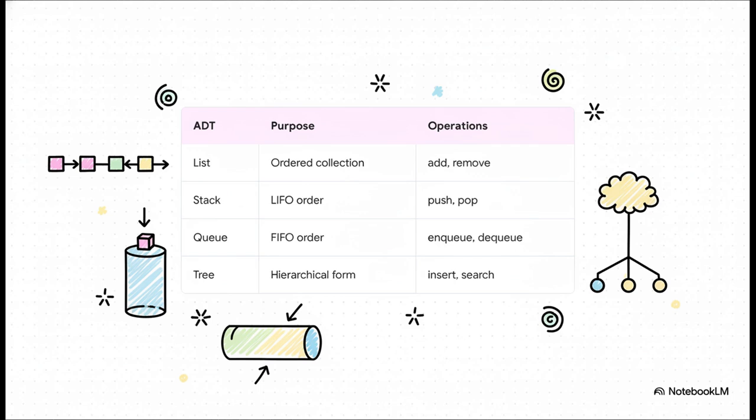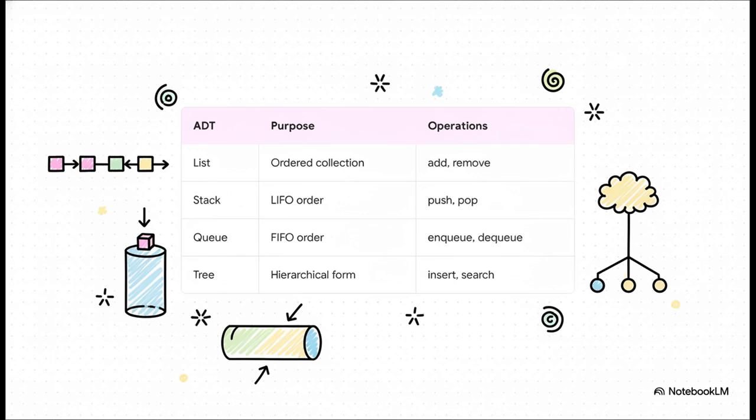It's strictly LIFO, last in, first out, with its push, pop, and peek operations. Then we've got the queue. Think FIFO here, first in, first out. You enqueue items to the back, dequeue them from the front. And finally, the tree ADT. This one stores data in a hierarchy rather than a straight line, relying on insert, remove, and search.